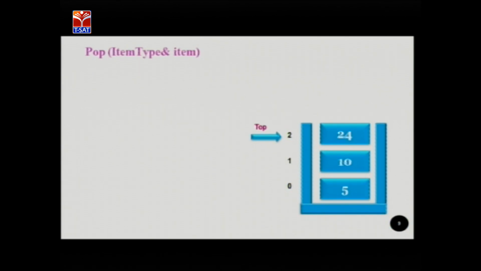So if I call for the get top method, it will return the 24 value, because it is the third element which is at the top of the stack. So the value of the third element is 24. So if I call for the get top method, it will return the 24 value. Next we are going to discuss deleting the elements from the stack.